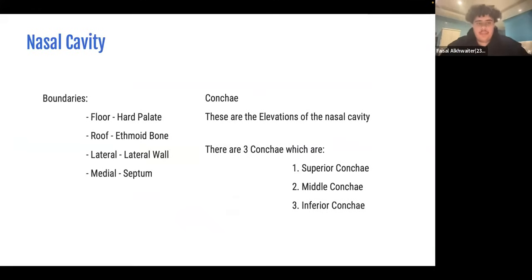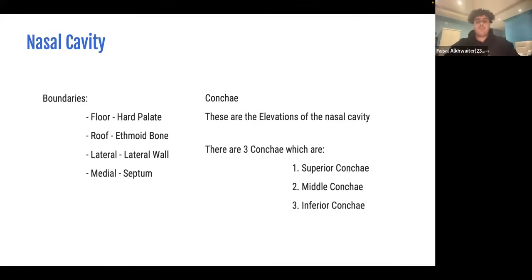So let's talk about the nasal cavity. For the nasal cavity, it's quite simple. You need to know the borders, the conchi and the meatuses, and what they open into. So usually, the borders of the nasal cavity: we've got the floor, which is the hard palate, the roof, which is the ethmoid bone, and we'll have a significant clinical point about the ethmoid bone in the next couple of slides. We've got the lateral walls laterally, and medially the septum.